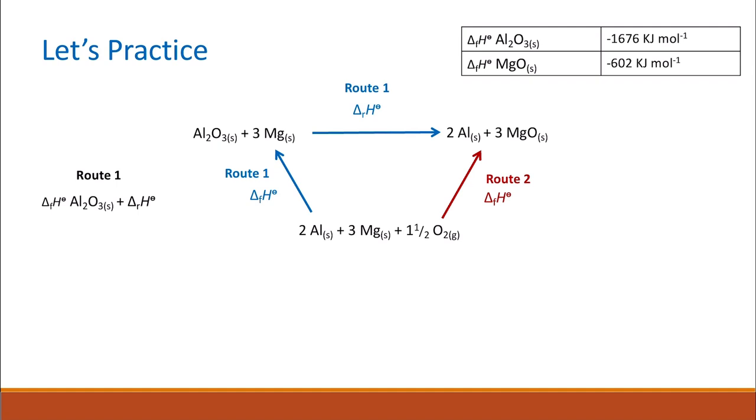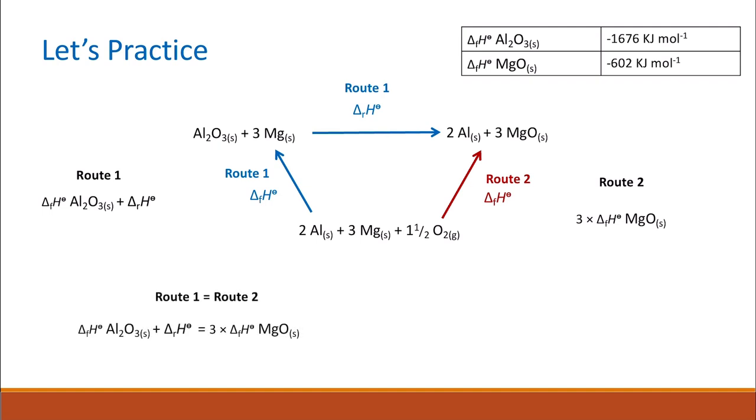Remember that magnesium is an element, so the enthalpy of formation equals 0, and this is in addition to the enthalpy of the reaction. Route 2 will include 3 times the enthalpy of formation of magnesium oxide, because there are 3 moles that have been formed, and aluminium is an element, so the enthalpy of formation equals 0.